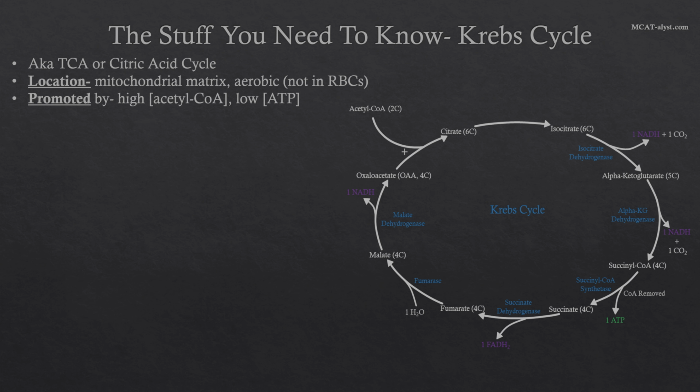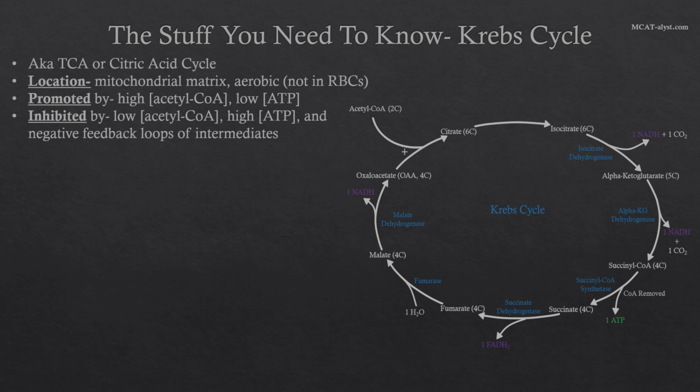We have a whole bunch of the reactants, so we're going to do this process a lot, as well as low ATP. The goal of this process is to produce electron carriers so that we can make ATP. So if we don't have a lot of ATP, we're going to do this process a lot. It's going to be inhibited by low amounts of acetyl-CoA, as well as high amounts of ATP, basically just the opposite of what it's promoted by, as well, of course, as those negative feedback loops of the intermediates. If we have a lot of fumarate, we don't need to produce any more, so fumarate is going to inhibit its own production. Negative feedback loops.